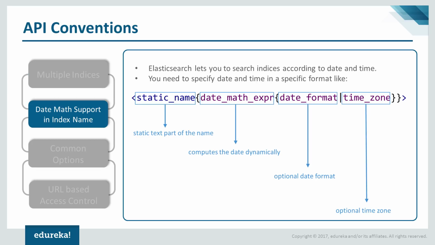So next, Elasticsearch lets you search indexes according to date and time. You need to specify the date and time in the specific format. So whenever you want to search an index according to date and time, you have to specify it in this format.